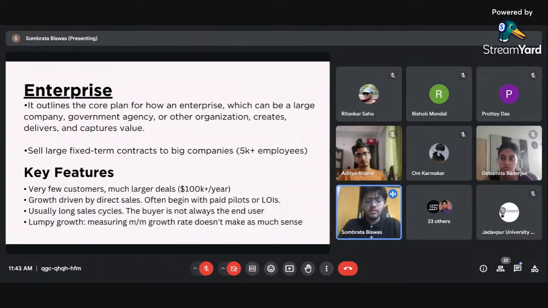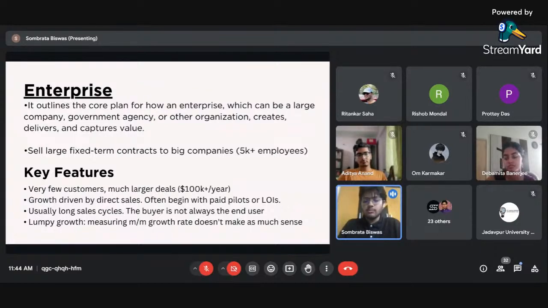As I said before, growth is driven by direct sales, and these are done with paid pilots or LOIs. What are LOIs? LOIs are letters of intent, which basically tell the company that they want to do business with them. The sales cycles are very long since the deals are contractual, so the sales cycle is also in that fashion, like a 5 year period or 10 year period.